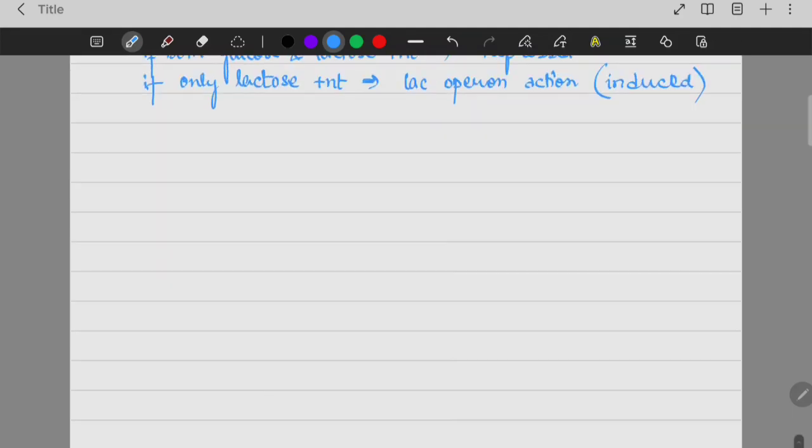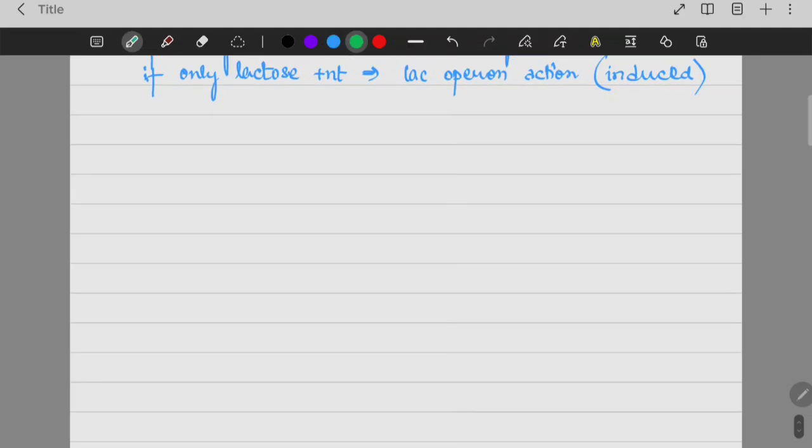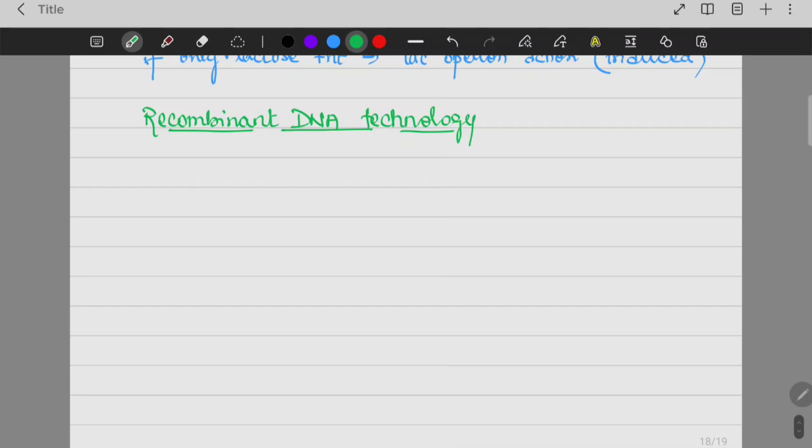Okay, now the next topic is the recombinant DNA technology. So what is recombinant DNA technology? It is the recombination of different genes or different parts of DNA for forming a new DNA product, and this DNA product is helpful for human beings. Okay, so it means the DNA we are finally forming has a desired product in our lives. So what is recombinant DNA technology?